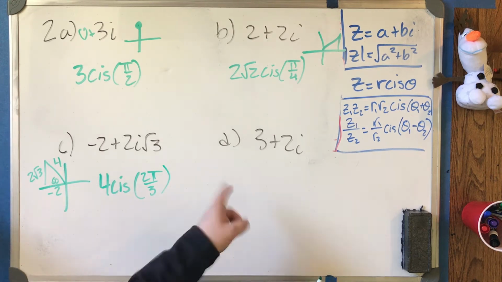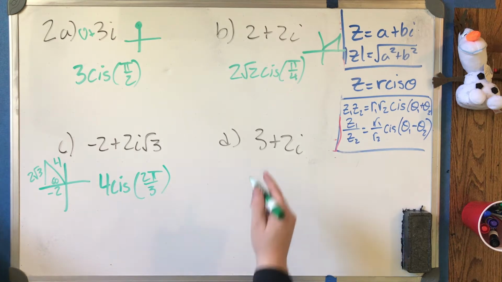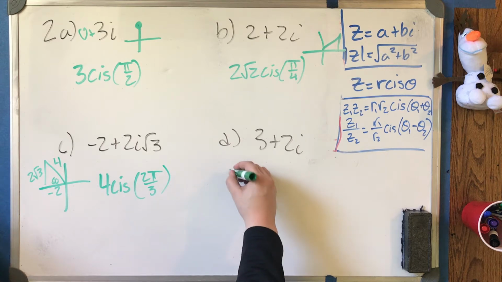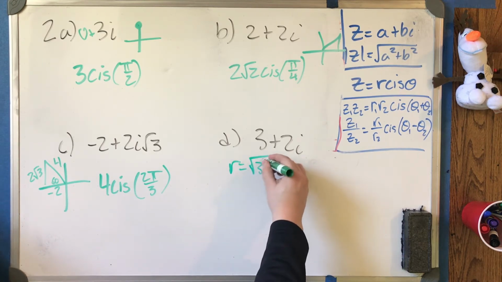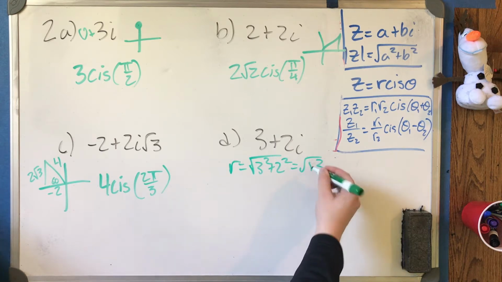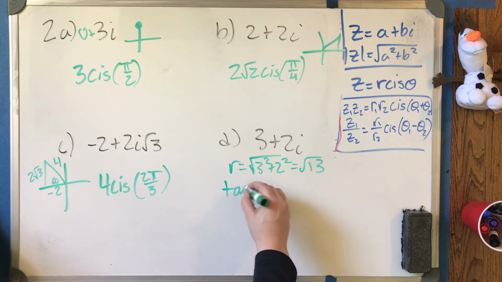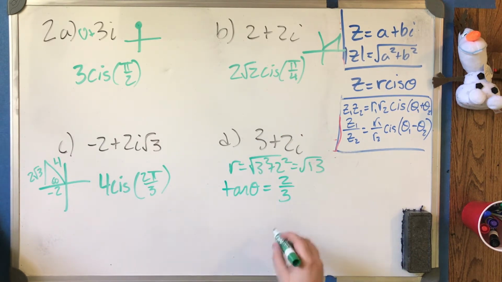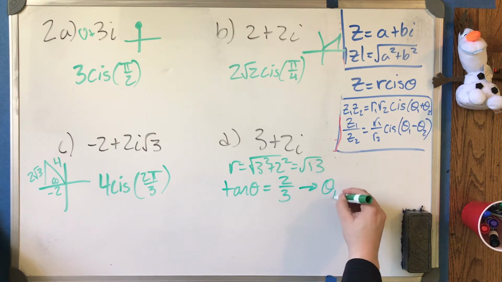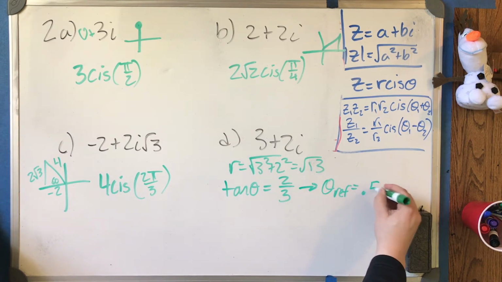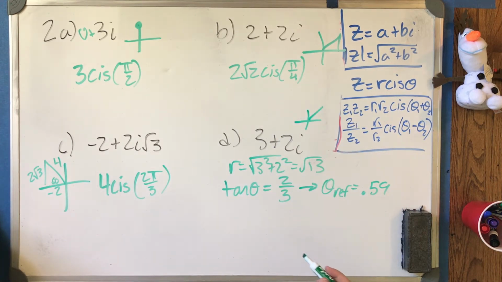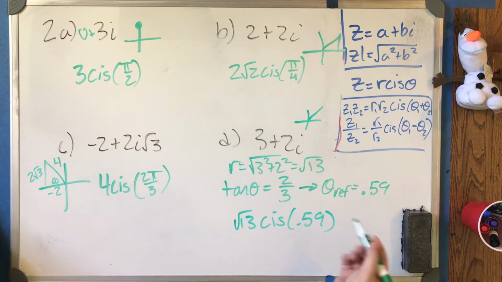One of these is not like the other. This is a calculator question. So I need to find the radius of this thing. So I'm going to do r equals the square root of 3 squared plus 2 squared. So that's the square root of 13. Didn't need a calculator for that. Do need it for this next one. I'm going to do tan theta equals y over x, or b over a, 2/3. And when I plug this in the calculator, I get a reference angle, which just so happens to be the real angle, of 0.59. I know it's the real one because this is in quadrant 1. Reference angles always exist in quadrant 1. So I get square root of 13, cis, 0.59.